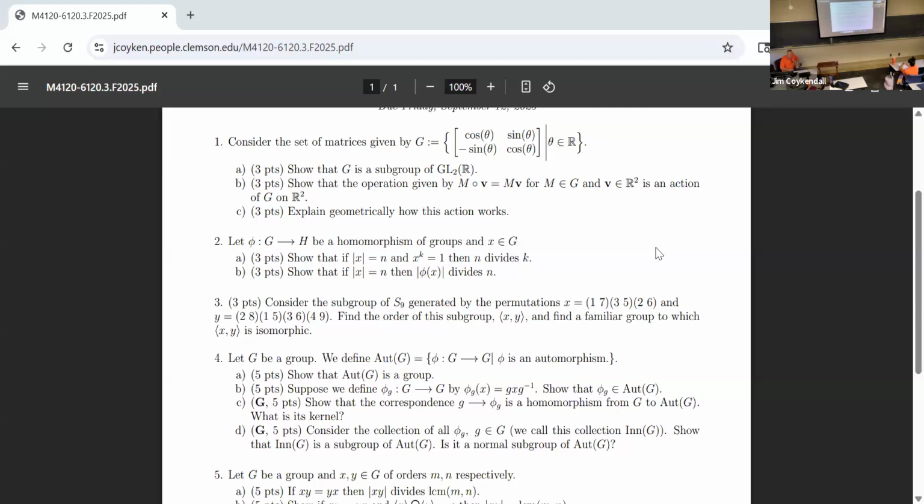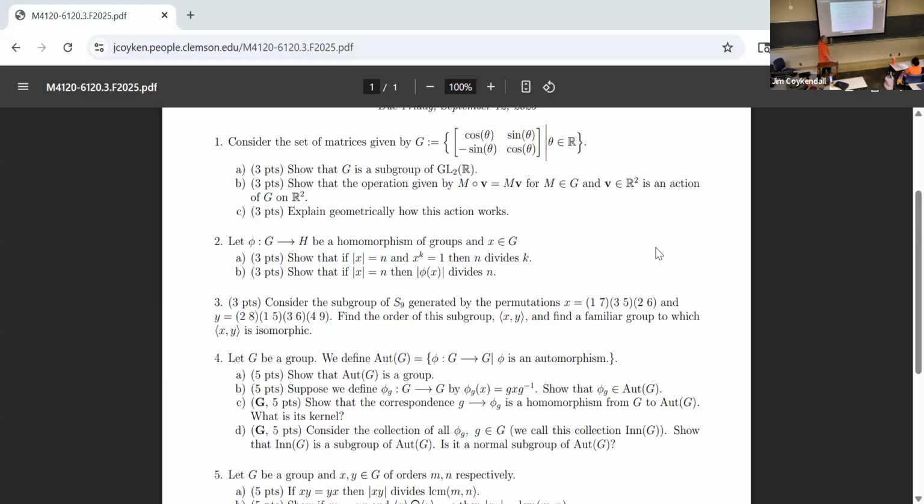Number two, there are a couple of really nice little results in this homework that are important. If you have a homomorphism of groups phi from G to H, and X is an element of G, show that if the order of X is some number N, and X to the K is 1, then N must divide K. And 3 is a related problem. If the order of X is N, then the order of phi of X divides N.